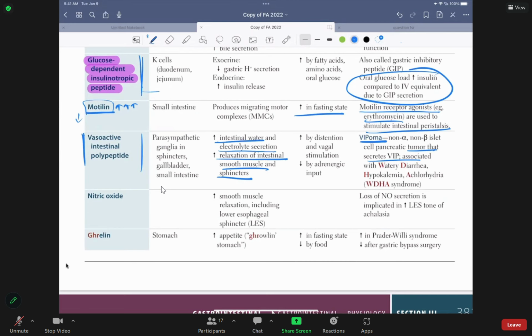So that's that. Nitric oxide. What does nitric oxide do? Anywhere there is a smooth muscle, it relaxes it. Okay, it relaxes, whether it's a blood vessel or it's a smooth muscle of the GI tract. I know they are talking about the disease achalasia, leave it alone. All we need to know, it relaxes, folks, okay?